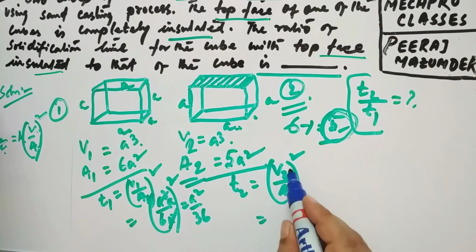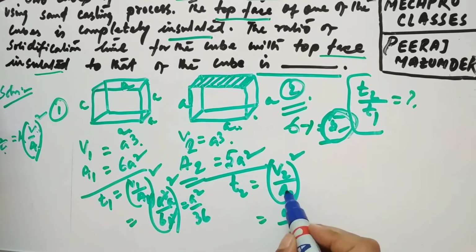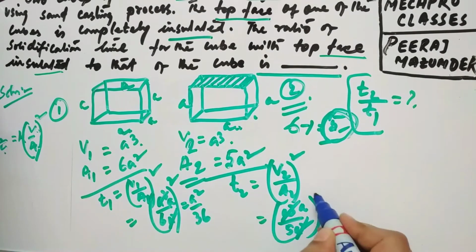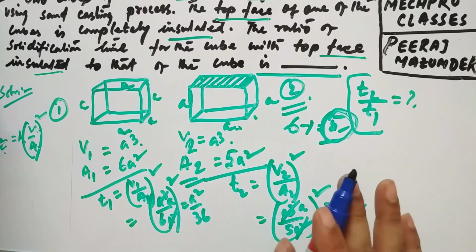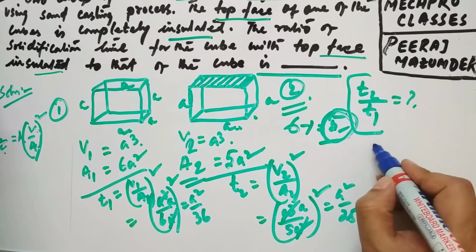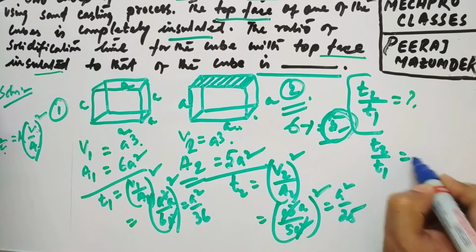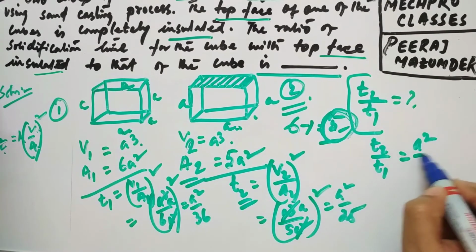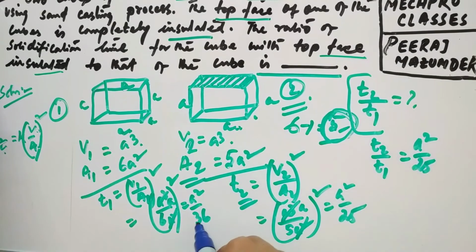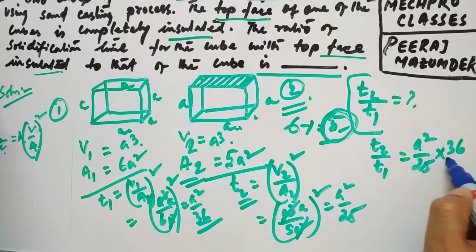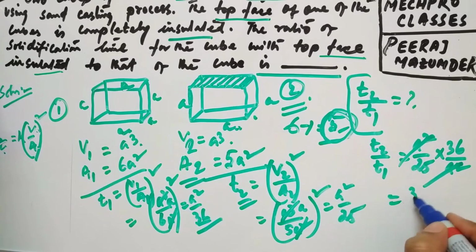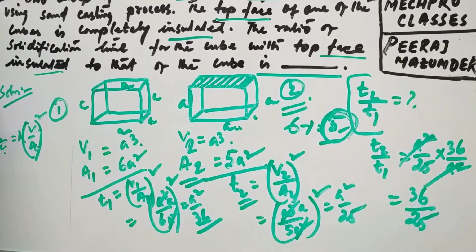Now look, V2 is given as a cube and A2 is given as 5a square. So that will give you a, and whole square will give you a square by 25 only. Simple. Now coming to this T2 by T1, we can write T2 as a square by 25 by T1. So it will reverse, that means 36 by a square you can write. So a square cancels out, and this will come as 36 by 25.